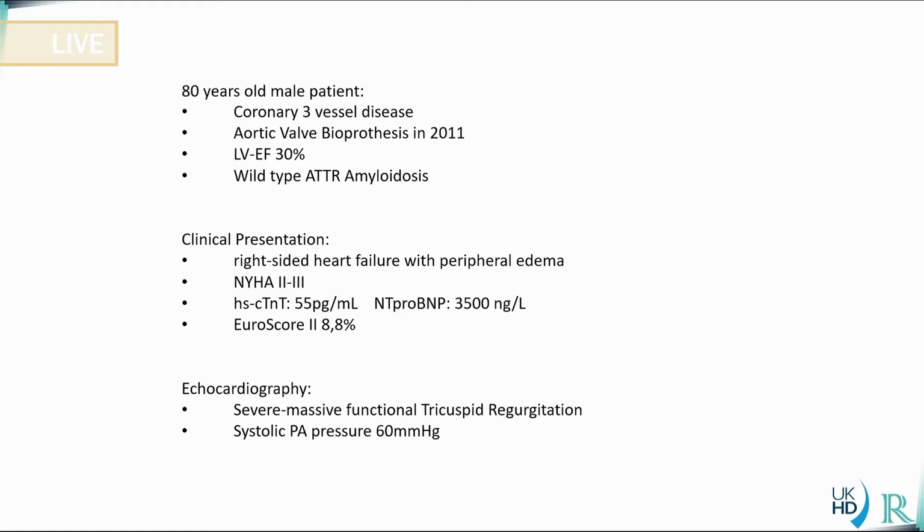The cardiac biomarkers are clearly elevated, with cardiac troponin 55 and the NT-proBNP 3,500. The EuroSCORE 2 is 8.8%. And the procedure today we do because we find a severe to massive functional tricuspid regurgitation, and the systolic pulmonary arterial pressure was 60 millimeters of mercury.